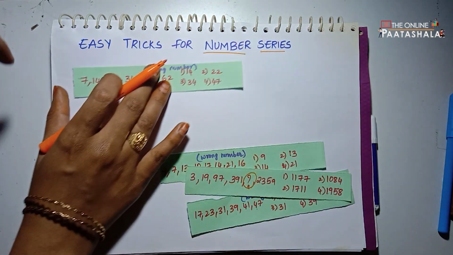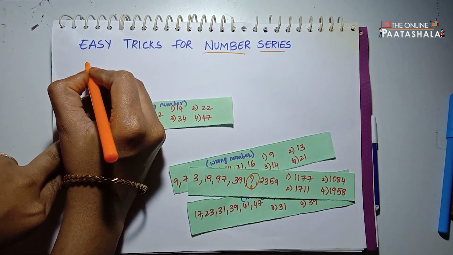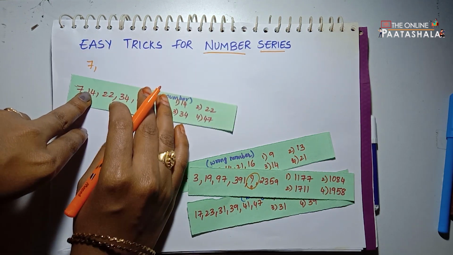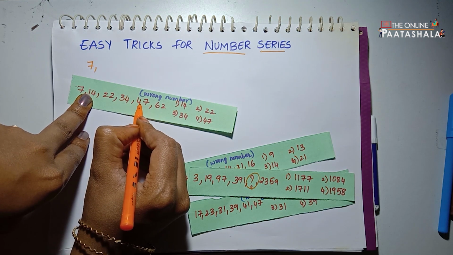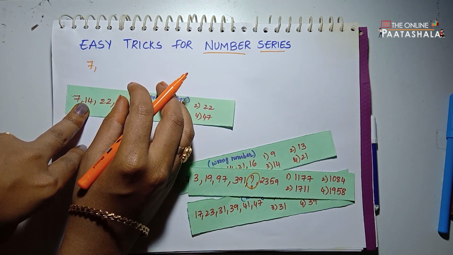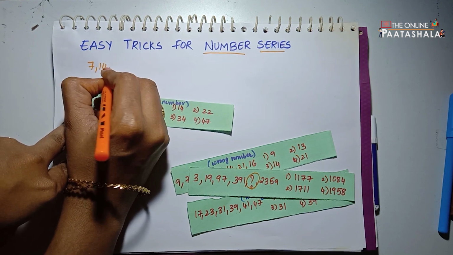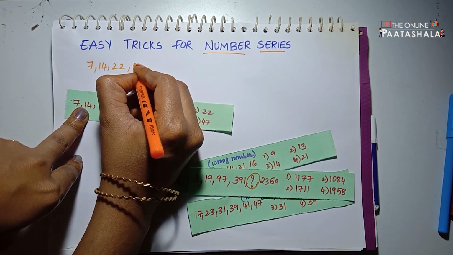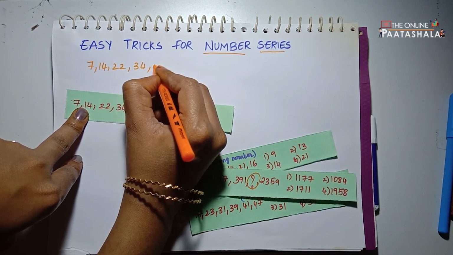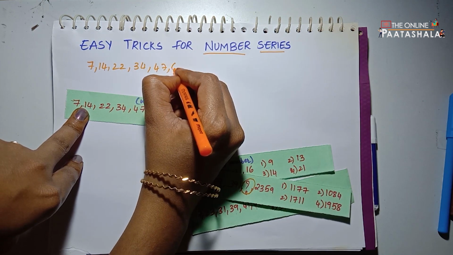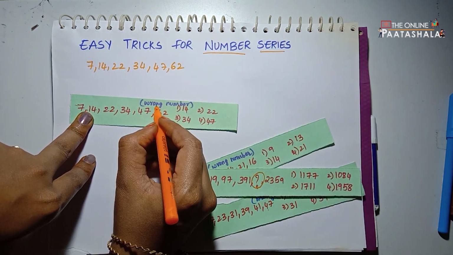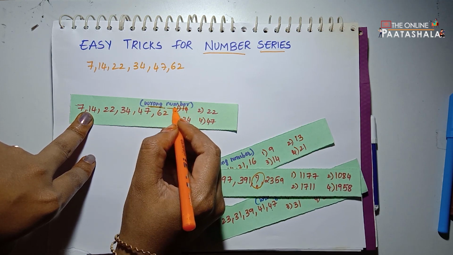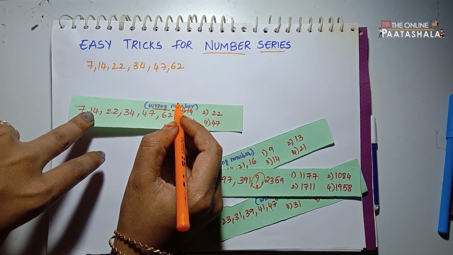What is the first question here? 7, 14, 22, 34, 47 and 62. In this, which number is the wrong one? What is the question asked here? Which one is the wrong number? Now see.